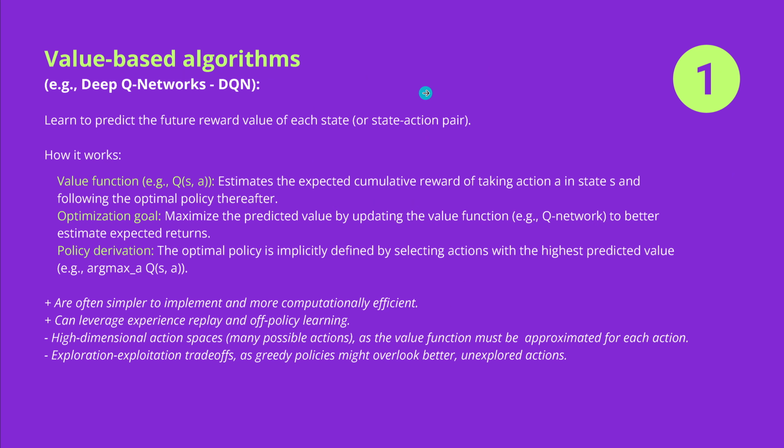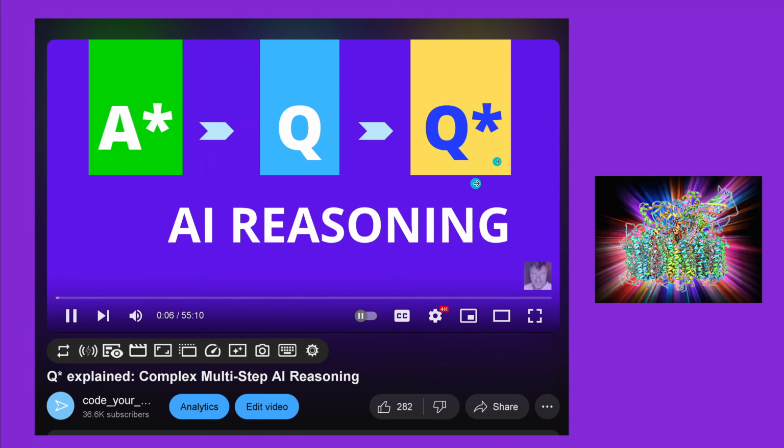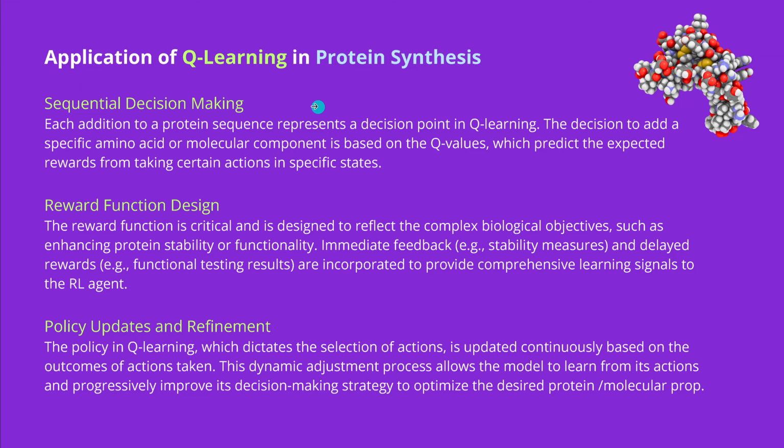If you want to learn more about 1, 2, 3, here's number 1, value-based algorithms: value function optimization goal, policy derivation, the pros and the cons of this methodology. If you really want to have a deep dive into the Q function, in this video I go from A star to the Q function to Q star, multi-step AI reasoning. This is the video for you. We can apply this Q learning, for example, in protein synthesis. Those are 3 steps: sequential decision making, reward function design, and the policy update and refinement.